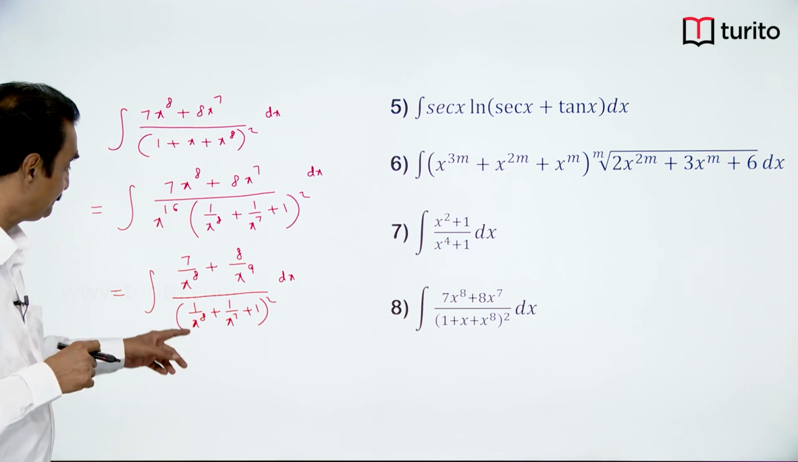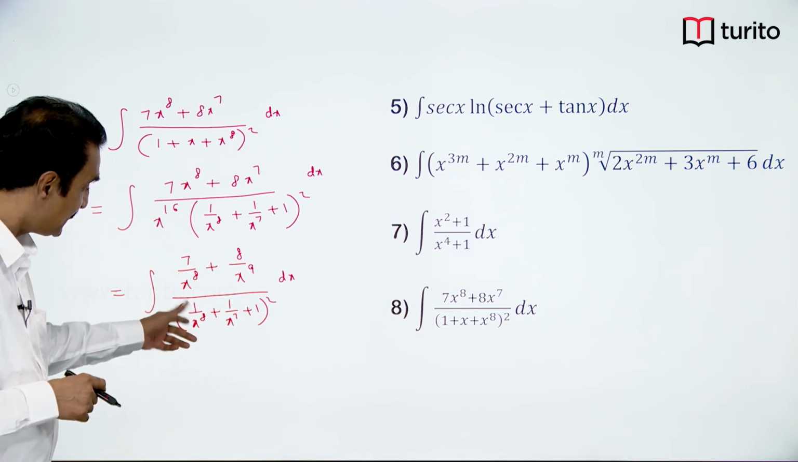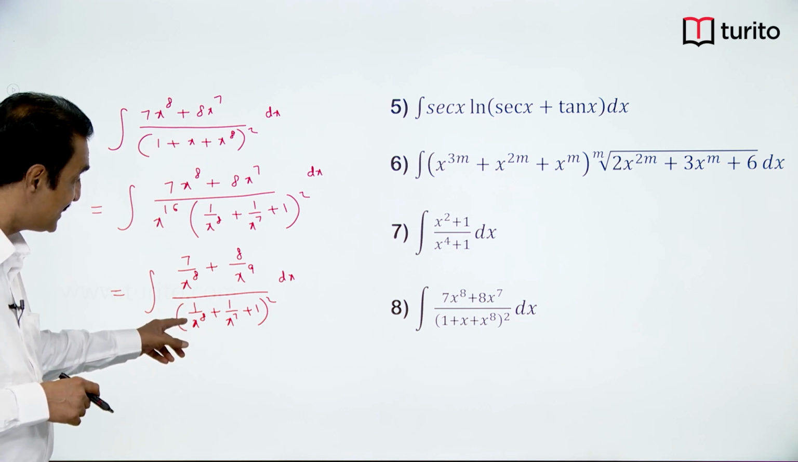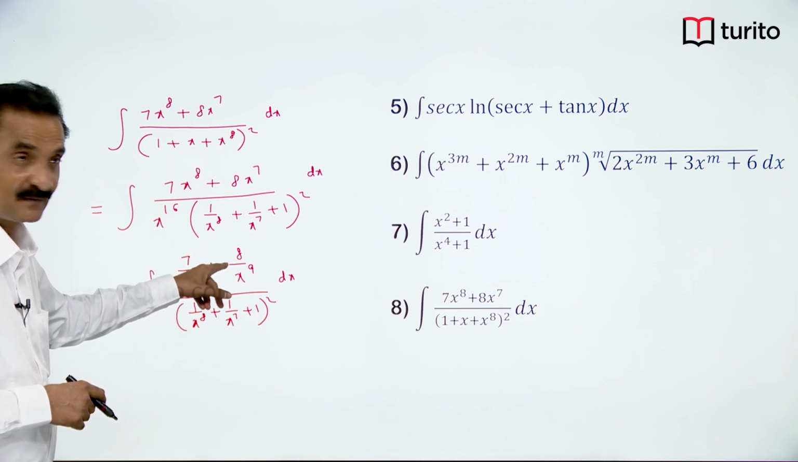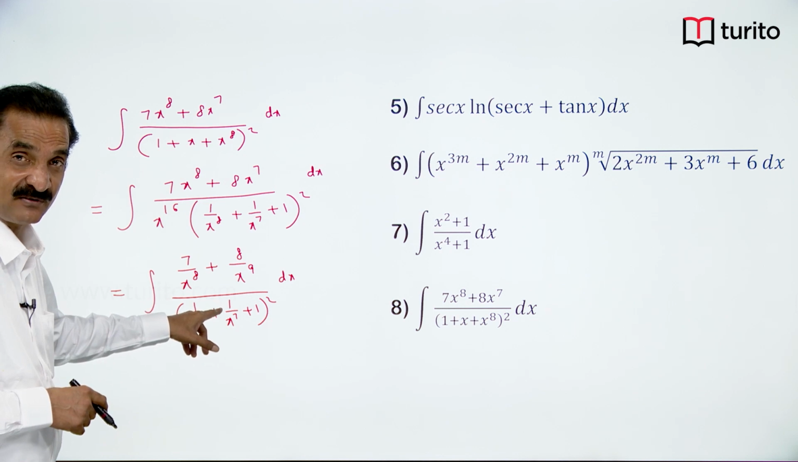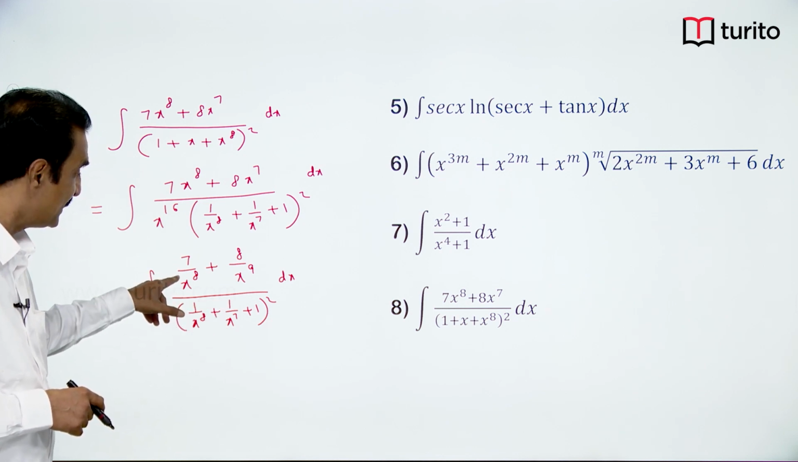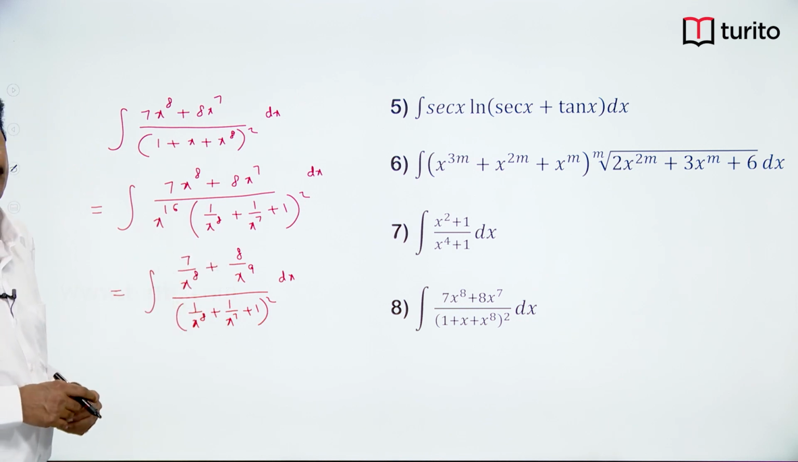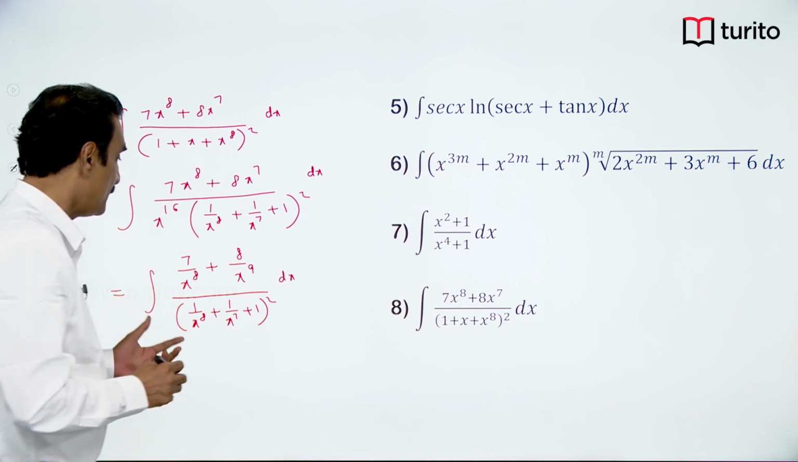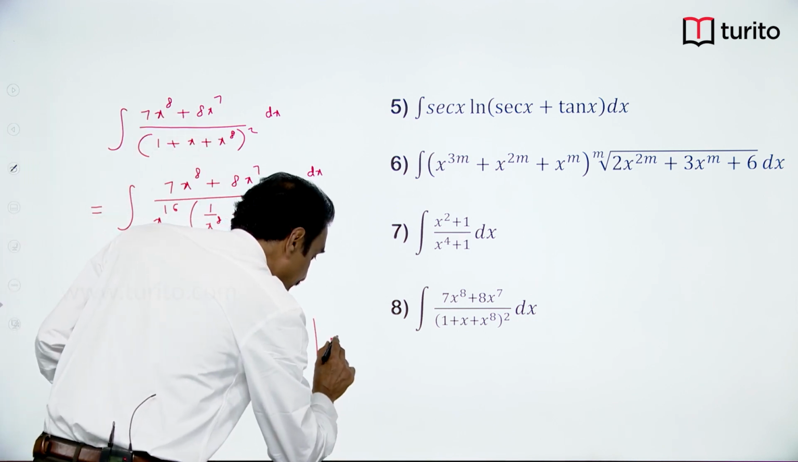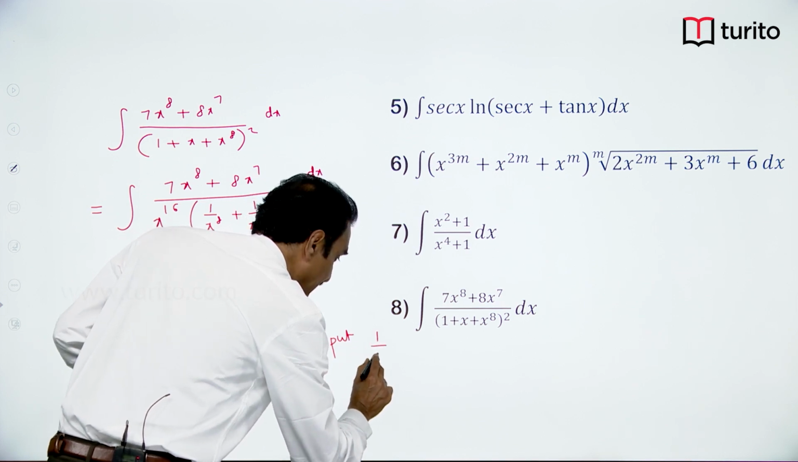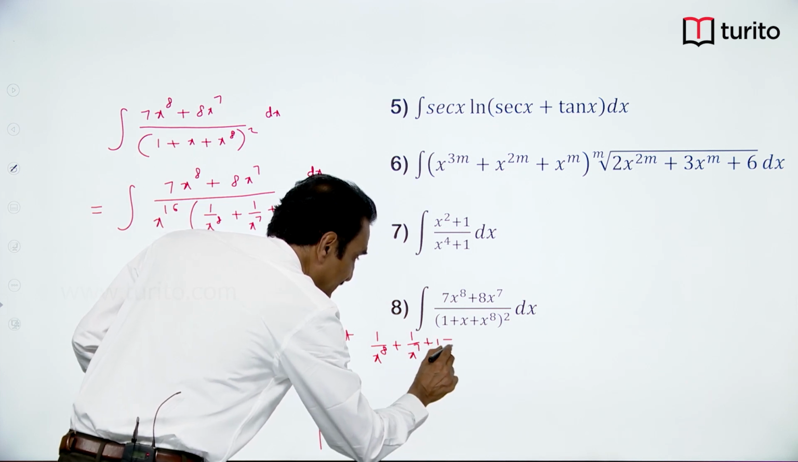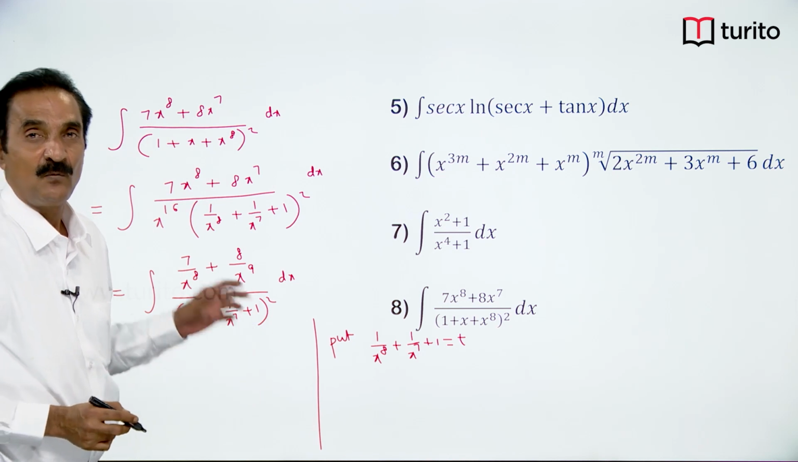Now you observe it, the derivative of the terms present in this bracket: derivative of 1 by x power 8 is minus 8 by x power 9, with minus sign. Derivative of 1 by x power 7 will be minus 7 by x power 8. So if you have minus sign here and here, it becomes the derivative of the denominator. Okay. So, put 1 by x power 8 plus 1 by x power 7 plus 1 is equal to t. What is its derivative?